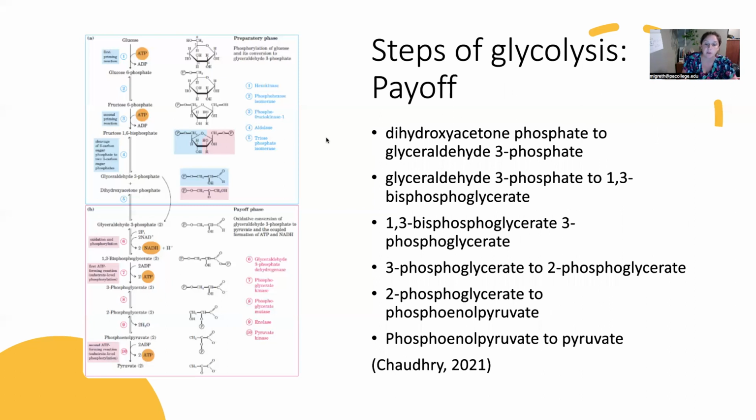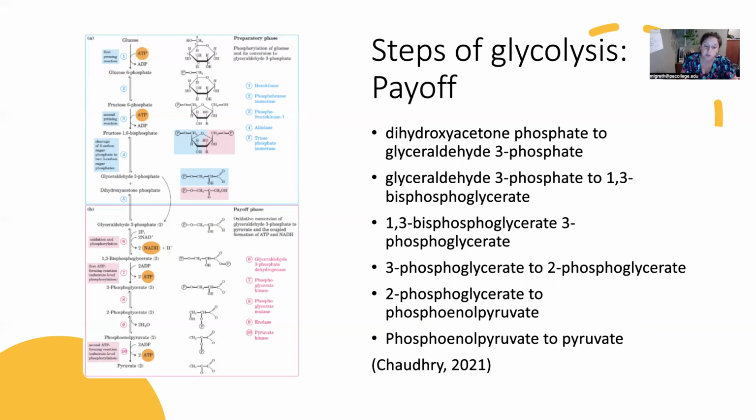All right, so that was the investment phase. Next is the payoff phase. So the steps here are the dihydroxyacetone phosphates are then converted to glyceraldehyde 3-phosphates. The glyceraldehyde 3-phosphates are oxidized to 1,3-biphosphoglycerate. And during this process, you're reducing the NAD plus to NADH and a proton.